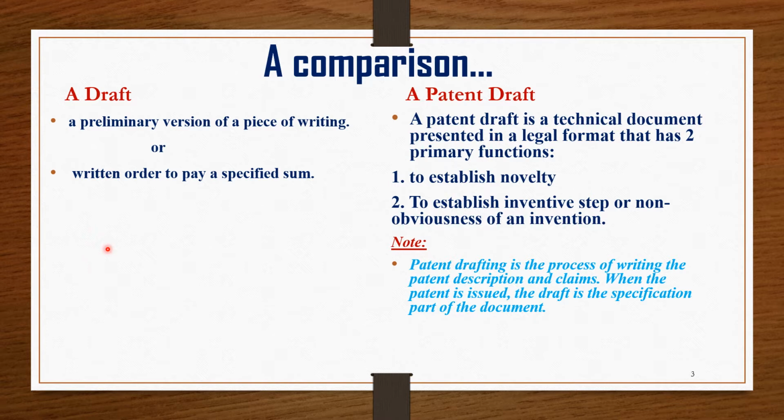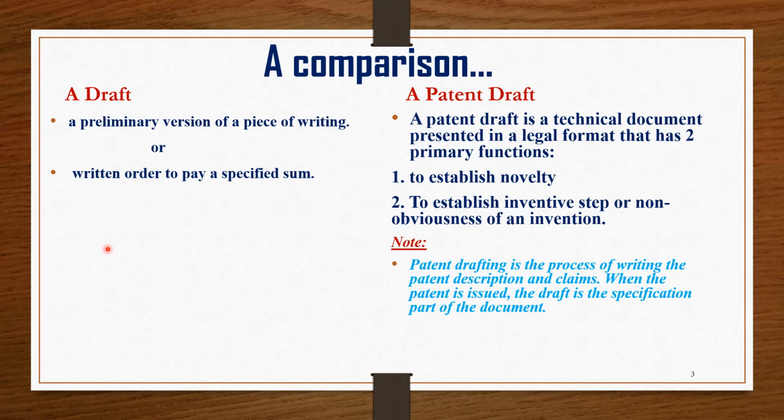Now we will go towards what is a patent draft. Fine. Because this is the demand of our legal world or the world of patents. Let us see. A patent draft is a technical document presented in a legal format that has two primary functions. Number one is to establish novelty, and point number two is to establish inventive step or non-obviousness of an invention.